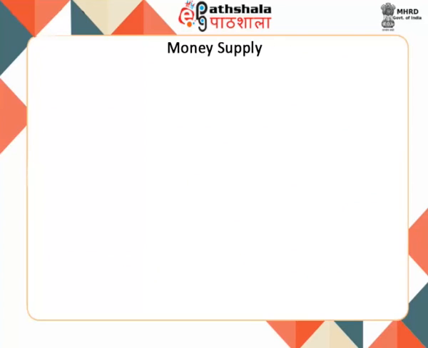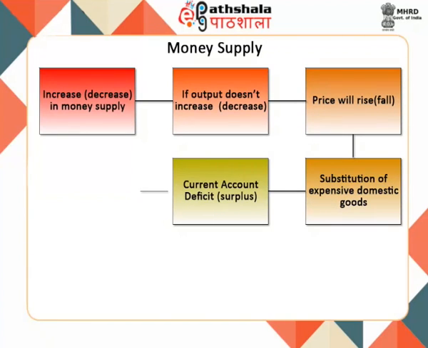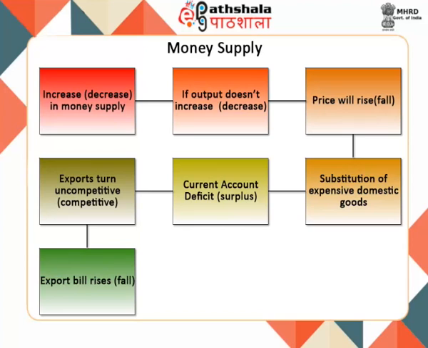Second, money supply. An increase in money supply, if not accompanied with a proportional increase in output, causes an increase in the price level or inflation. People substitute the more expensive domestic goods with the cheaper foreign goods by importing them. This causes a current account deficit. Moreover, with inflation, exports turn uncompetitive in the global marketplace. This causes the export bill to fall, further widening the current account deficit. The reverse happens when the money supply in the economy reduces.